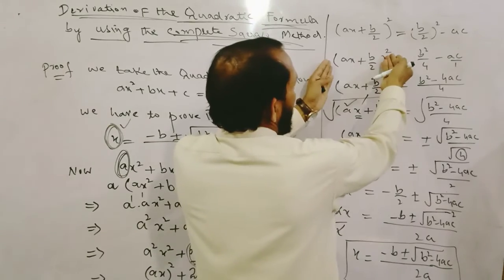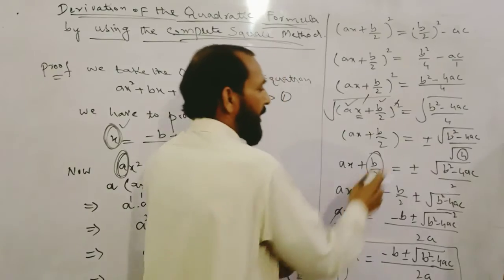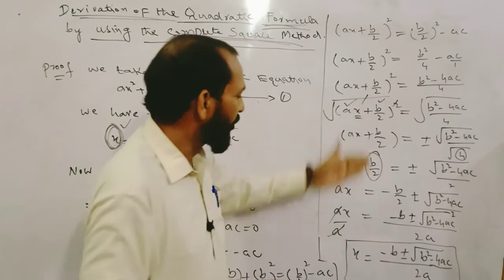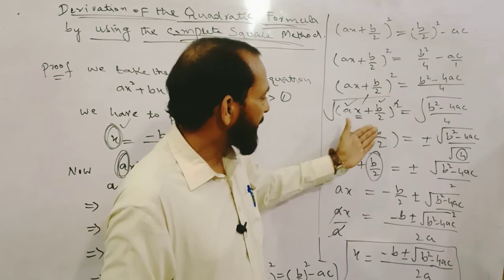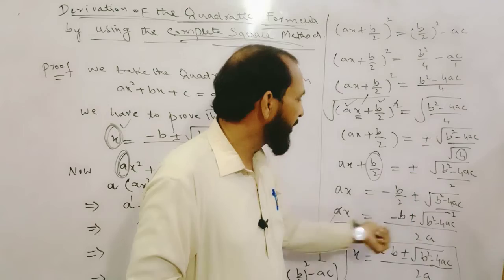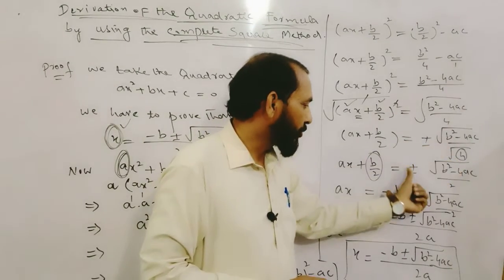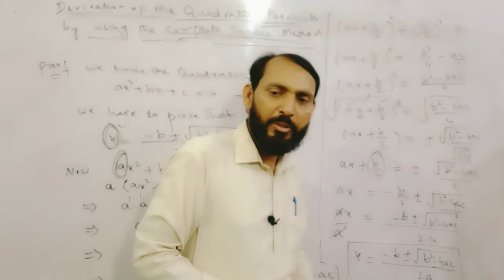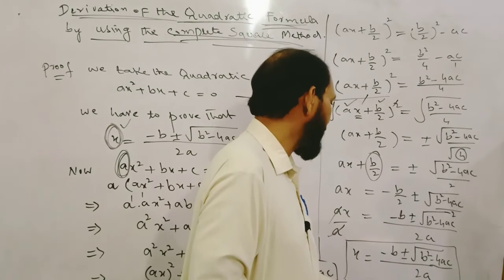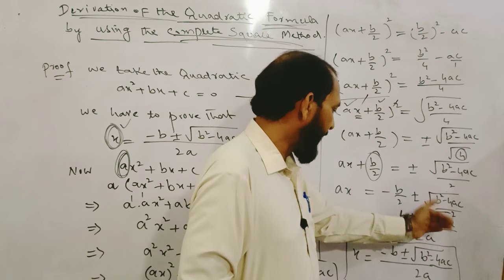Then the square is here, but we take the under root on both sides. We know that the square and the under root will cancel each other. So in the next form ax plus b over 2 is equal to this, the separation of the square root in the form of this. When we take the under root of b over 2, we have the plus minus sign according to the formula. We take the b over 2 on the right hand side, and the sign will be changed.